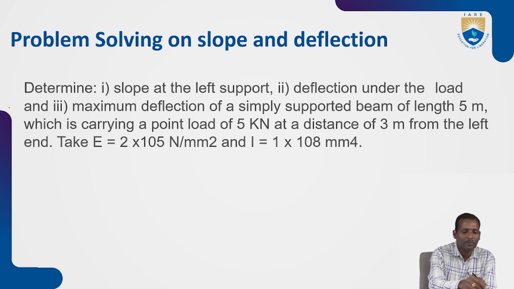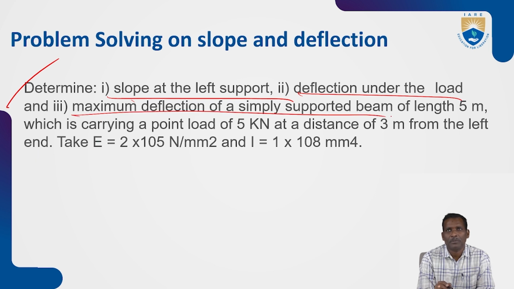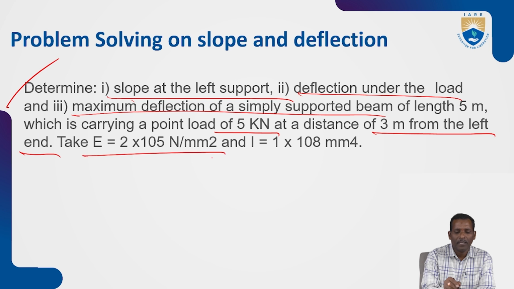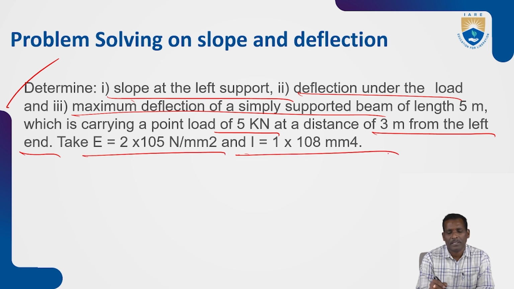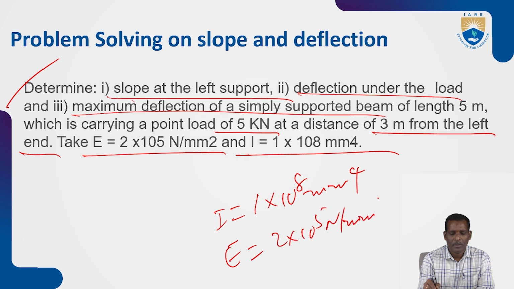So one more problem we'll see here. Find the slope at the left support, the deflection under the load, and the maximum deflection of a simply supported beam of length 5 meters, which is carrying a point load of 5 kilonewtons at a distance of 3 meters from the left hand side. Take E and I separately given here, unlike the previous problem where flexural rigidity was given: I is 10 to the power of 8 and E is 2 into 10 to the power of 5 Newton per mm square.